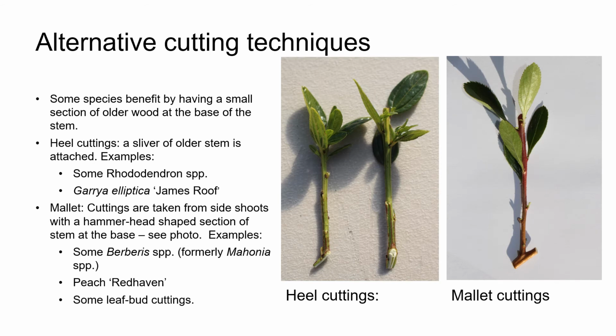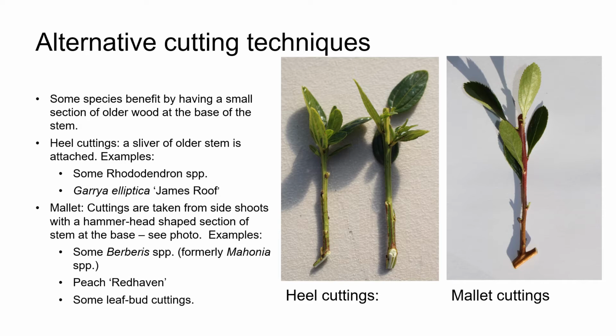Some species benefit from having a small section of older wood at the base of the stem, and there are 2 ways in which we can achieve this: heel cuttings and mallet cuttings. Heel cuttings are taken from side shoots that are torn away from the main stem in such a way that pulls away a sliver of the epidermis and cortex of the main stem with it. And again, you saw this being demonstrated by the propagator at Burnkoos Nurseries in the video field trip.